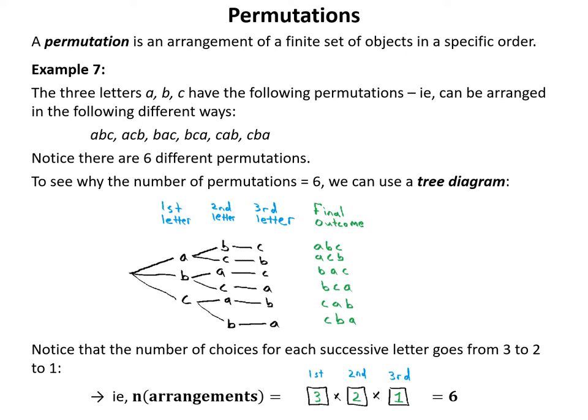So you can see, for example, that if the first letter chosen is A and the second letter chosen is B, then we must use C for the third letter, and so on and so forth for the rest of the branches on the tree. And then in green, you see the final outcomes. That just shows the resulting string that we get as you follow each of those branches on the tree. So we end up with the number of arrangements simply being the number of choices for the first letter times the number of choices for the second letter times the number of choices for the third letter. And that equals 3 times 2 times 1, which equals 6.